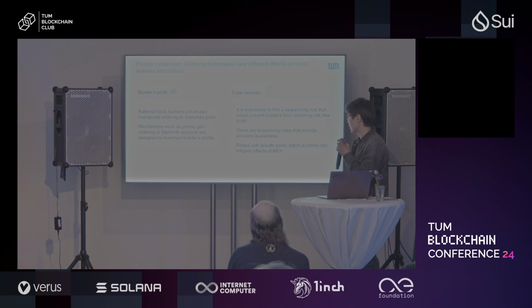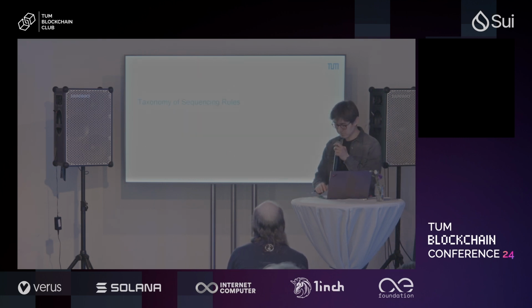There is a lot of research, and we know that it's impossible to find a sequencing rule that would prevent builders from extracting any value, but at least there are verifiable rules that can give some sort of guarantees for trade execution. Also there are different ways to mitigate this, such as private pools or batch auctions that can be used to improve trading experience. So I tried to explain what sequencing rules are, and in my research I also try to categorize all of them.